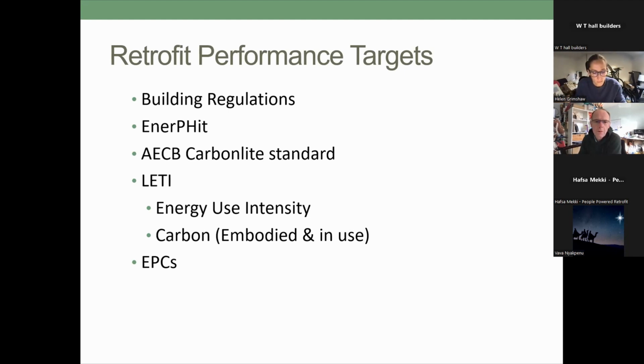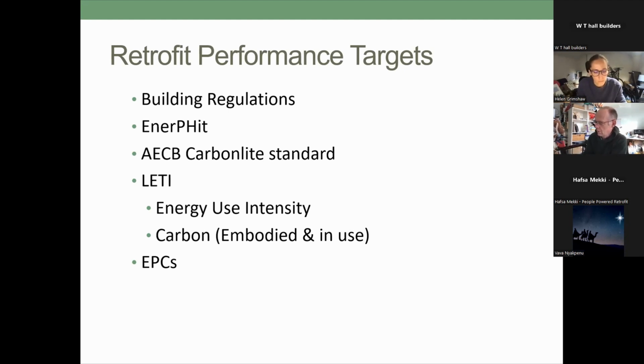They use the same methodology that's behind Enerphit and the AECB standard, and that's the Passive House Planning Package software. They use it in a slightly different way, in that they have a different calculation method for the floor area. But they're using this thing called energy use intensity, which is of great value when you're thinking about trying to reduce the energy use of the building.